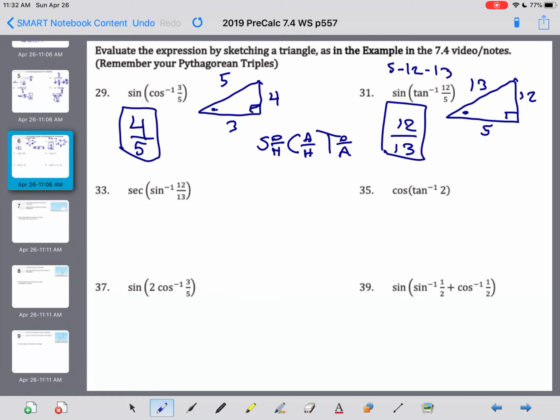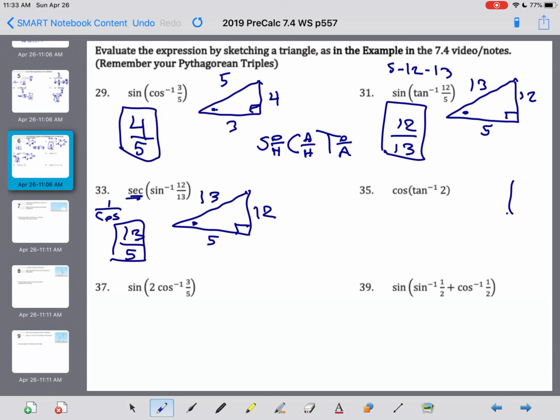Moving on here, again we're going to have a right triangle. I've got my angle of interest here dotted. It's going to be 12 over 13. Looks like the previous problem. That means this is 5, which means cosine is going to be 5 over 13, but it's secant, so this is going to be 1 over cosine, so it's going to be 13 over 5.